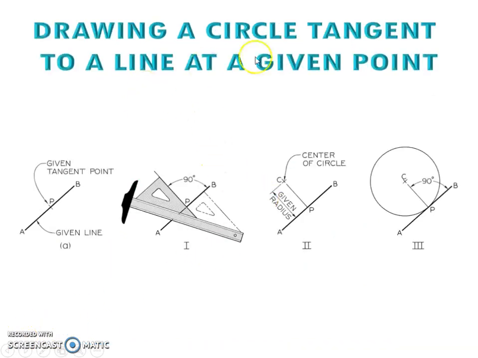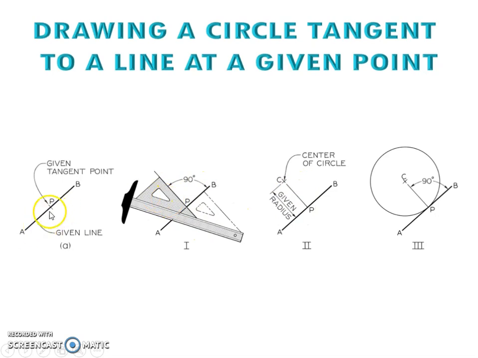For example, you have to draw a circle tangent to a line at a given point. So this is the given tangent point and then the given line. Now you have to draw an arc that touches this line. How do you want to draw this one? The first thing you have to know is that you have to set a line that is 90 degrees, crossing the point on the line.